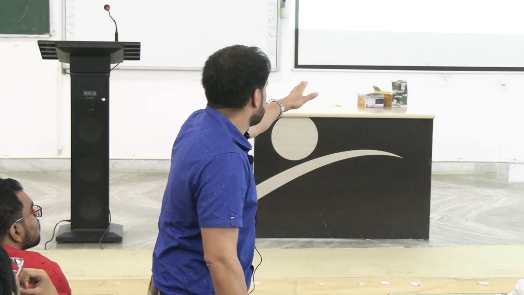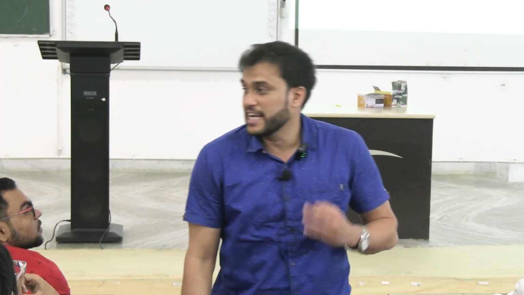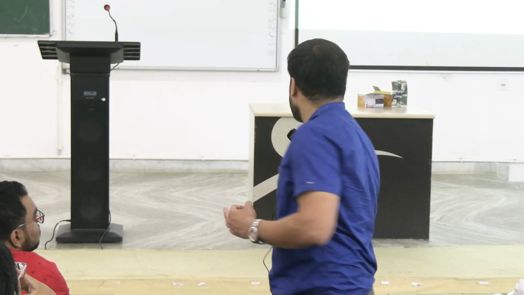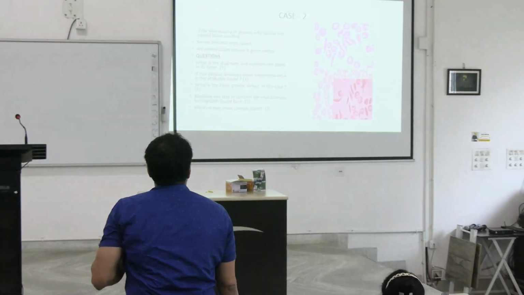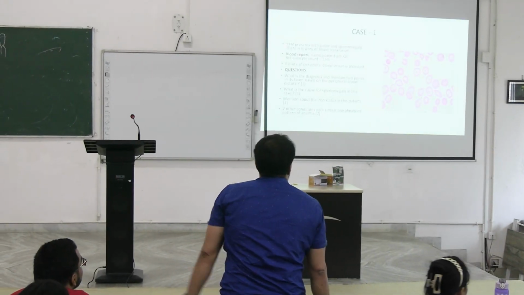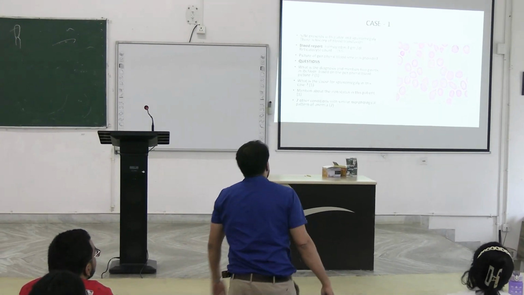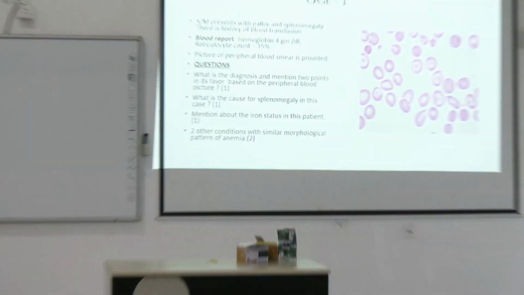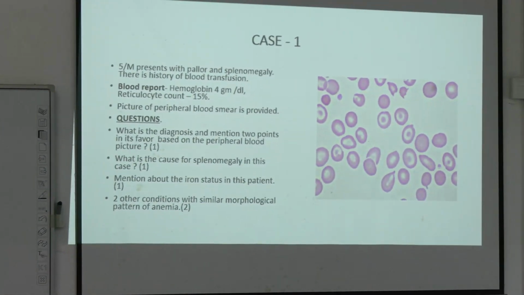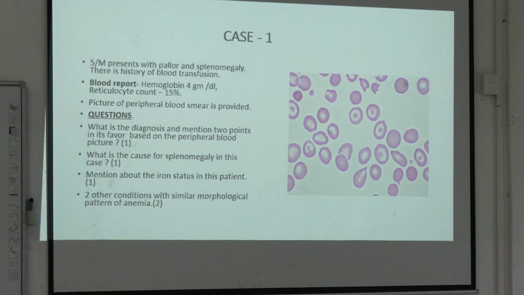Okay, mention the iron status in this patient. What will happen? There will be iron overload. Why? Because of repeated blood transfusion and also negative regulation of hepcidin. Okay, and mention two other conditions with similar morphological patterns of anemia. That is, where else is microcytic hypochromic anemia found? Iron deficiency anemia, sideroblastic anemia, anemia of chronic diseases.